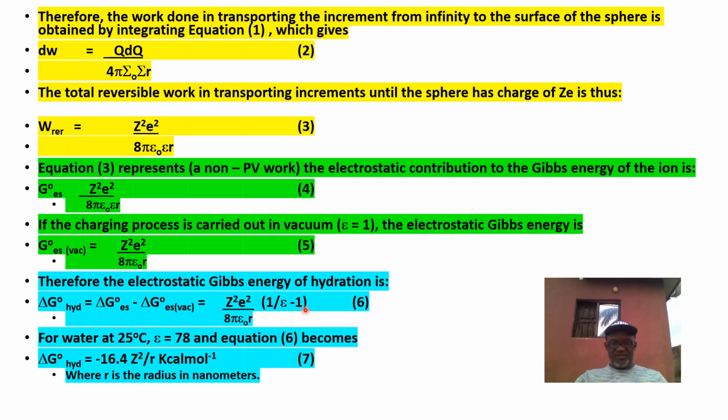equation 6. So for water at 25 degrees C, epsilon is 78. And if we solve equation 6, we will get this value, where relative permittivity of water is equal to 78.